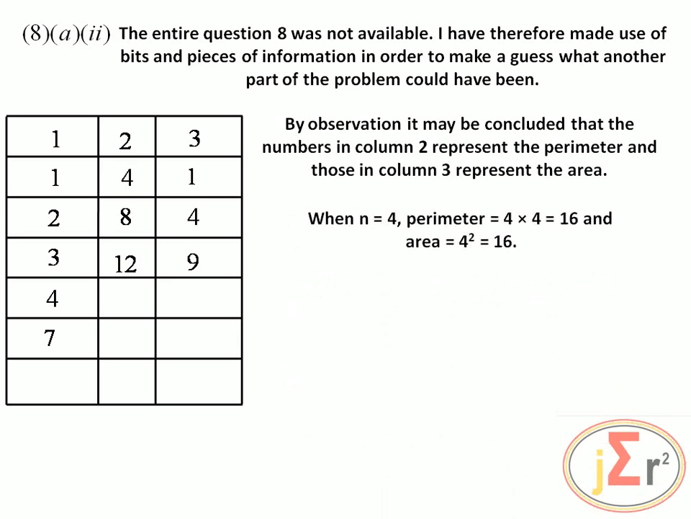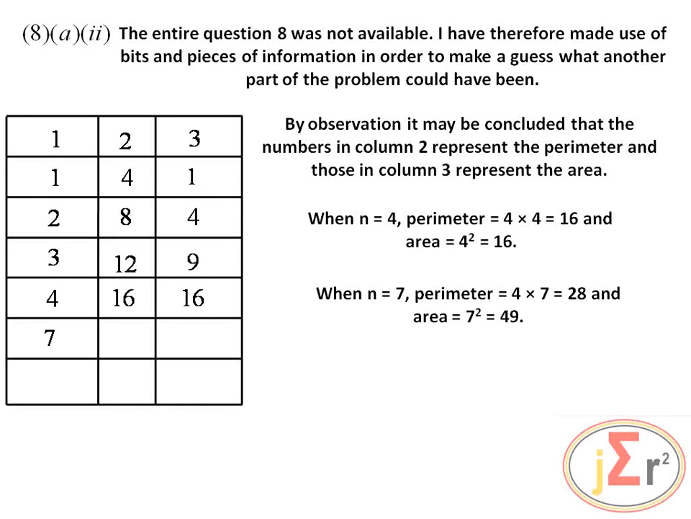So when n is equal to 4, perimeter is equal to 4 times 4, which is equal to 16, and of course the area is going to be equal to 16 also. When n is equal to 7, the perimeter is what? 4 multiplied by 7, because it has what? 4 equal sides of 7 units each. So that's going to be 28 units.